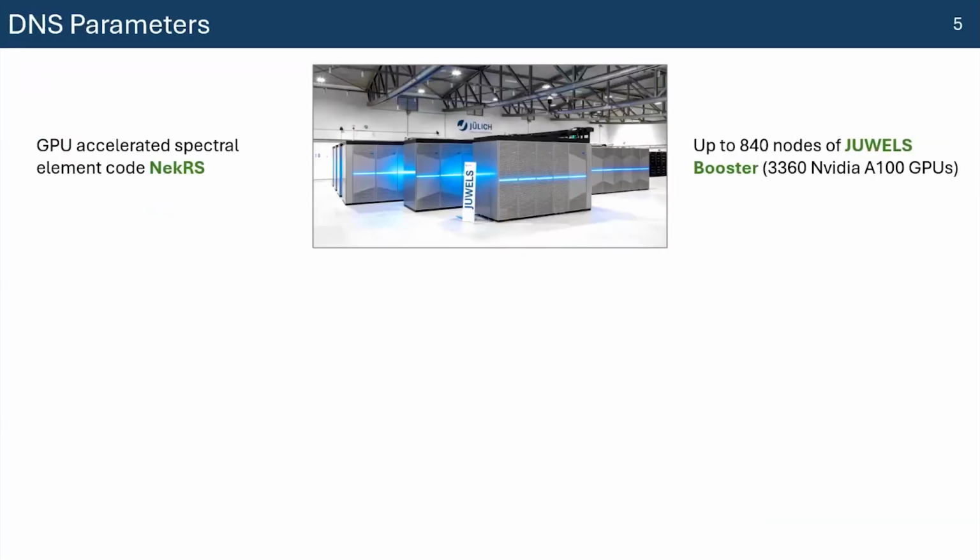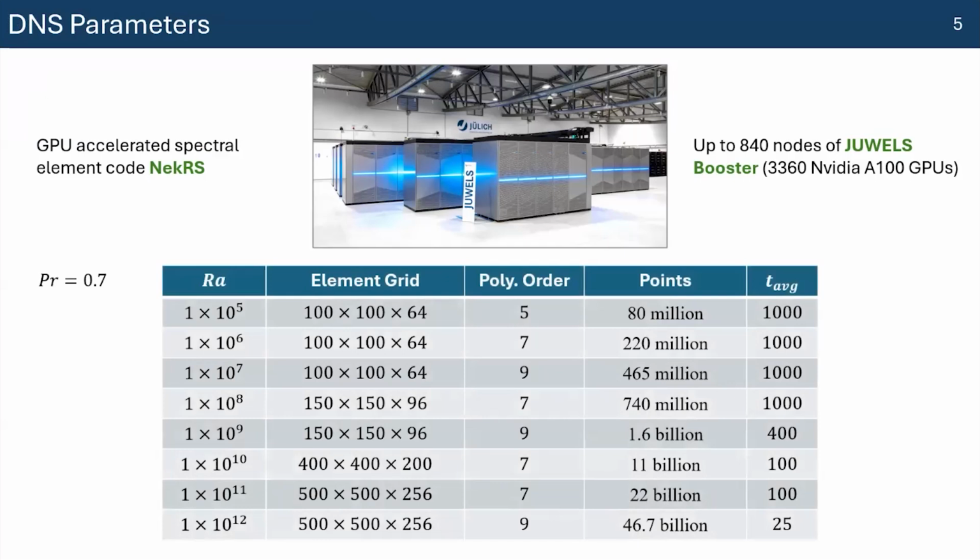Before discussing the results, I would like to briefly talk about the code that we are using and the infrastructure that we have used. We have used NekRS, a GPU-accelerated spectral element code, for all our simulations, and we have run our simulations on the JUWELS Booster cluster. We have run full machine runs, in which we have used up to 3,300 NVIDIA A100 GPUs for our simulations. And this is the full list of simulations that we have run. At the highest end, we are going up to nearly 47 billion points in the domain. So these are among the highest resolution simulations of Rayleigh-Bénard convection that have been run so far.